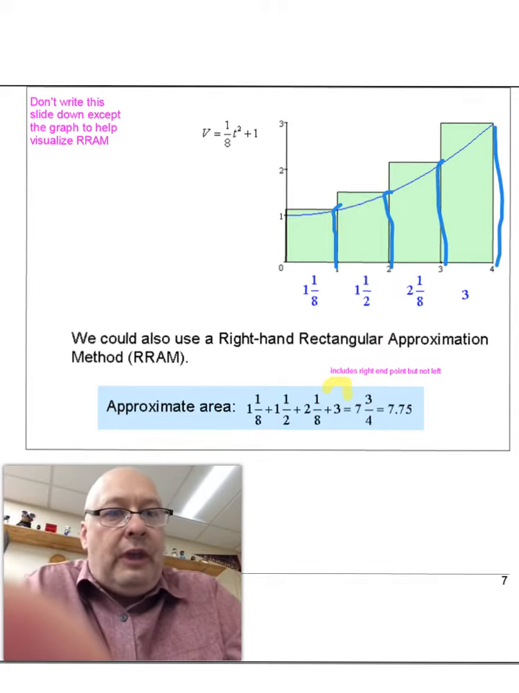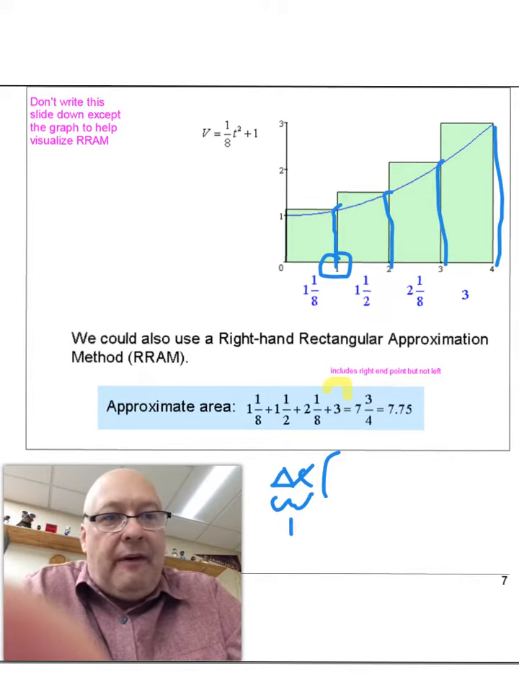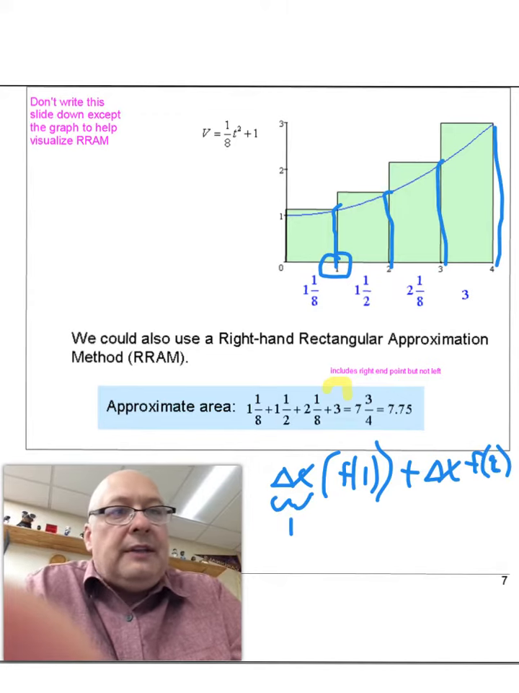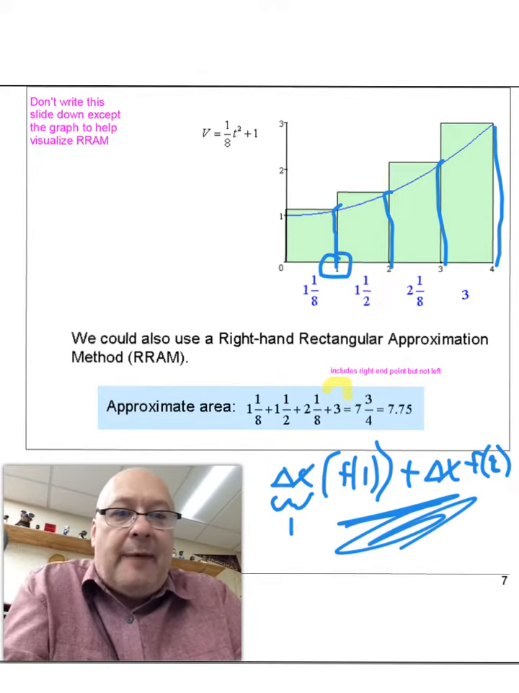So I could do the width of each rectangle, which I'm going to call delta x or delta t, which in this case is 1, and multiply that by the height on the right side. I'm going to use f, but I could use v, f of 1, plus delta x, which is 1, times f of 2. Plus delta x times f of 3, plus delta x times f of 4, and this little function notation is going to be very common on the answer keys.